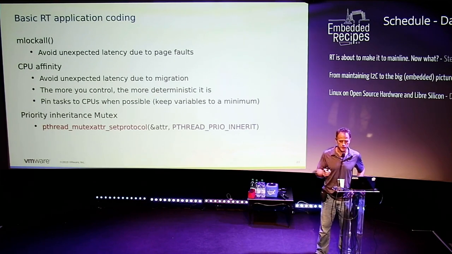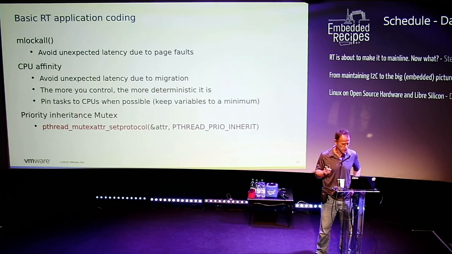What we don't want is unbounded priority inversion. Unbounded priority inversion means that you can't guarantee when the high priority task will be able to run while waiting for the low priority task. That's unbounded, and that's what we don't want.